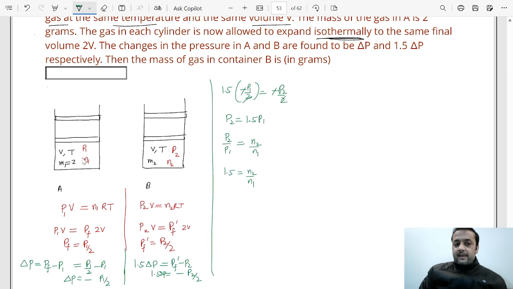Now here, if N1 number of moles are there, here N2 number of moles are there. So what is the value of N1? Mass of the gas upon molar mass. What is the value of N2? Mass of the gas in the second container upon molar mass. So we can say that N2 by N1 will be equal to M2 by M1, and N2 by N1 is 1.5. Okay, so M2 becomes how much? 1.5 into M1, which means 3 grams. So that means in this container also the gas is 3 grams. I hope you have understood.